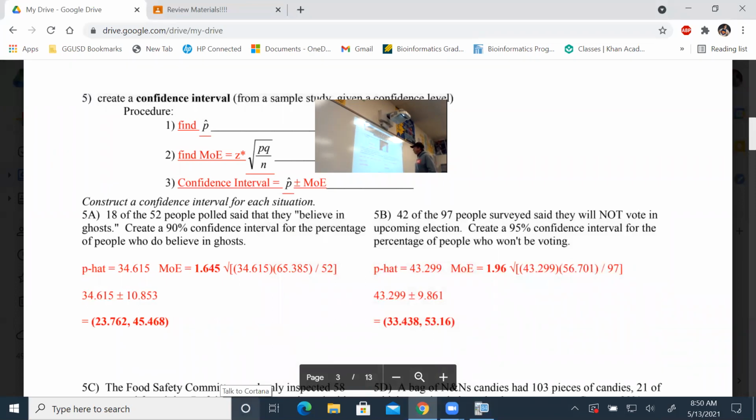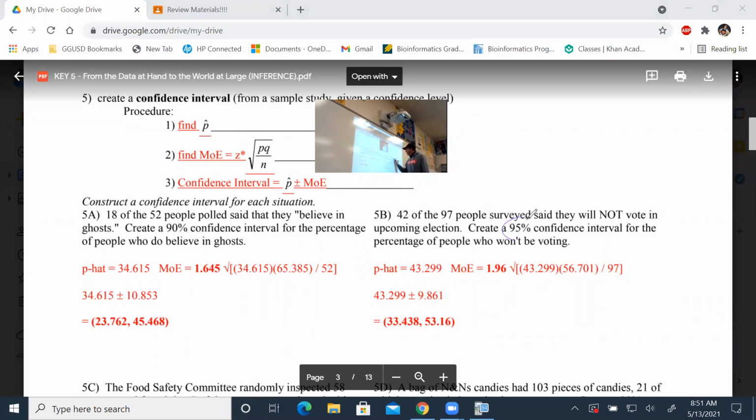42 of 97 people surveyed say they will not vote in an upcoming election. Create a 95% confidence interval. 95% is 1.96. So here we go. How you would do it is you would go 0.43 plus or minus 1.96 times the square root of 0.43 times 0.57 over 97. Okay, that sound good? And then you're going to end up with this answer right here.